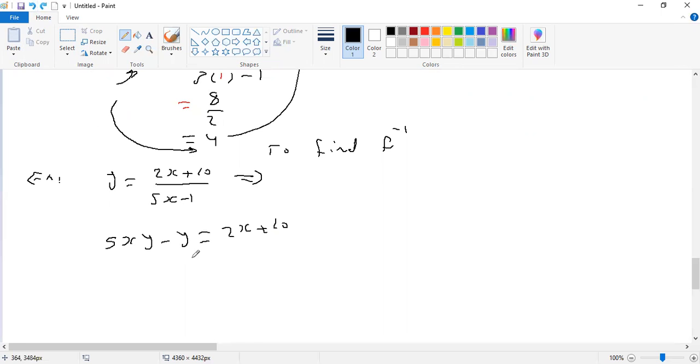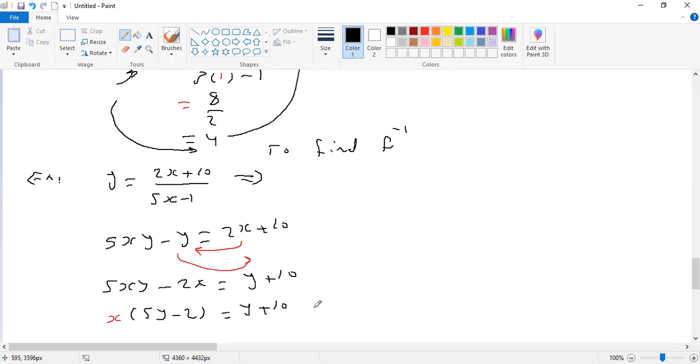Then, we have to move x to this side, you have to solve for x, and y on this side. So 2x, write x on the left side. So I have here 5xy minus 2x equal to y plus 10. Now take x as a common factor. Take this x as a common factor. So then what do you have? You have x times 5y minus 2 equal y plus 10.